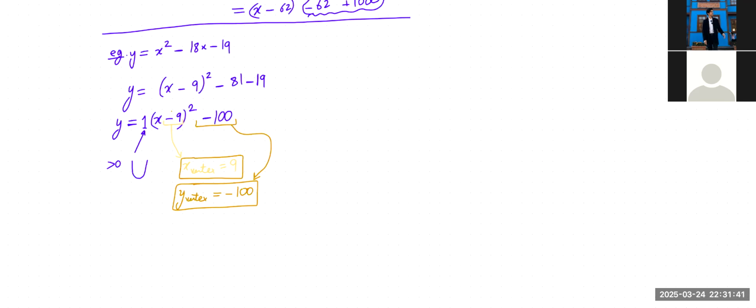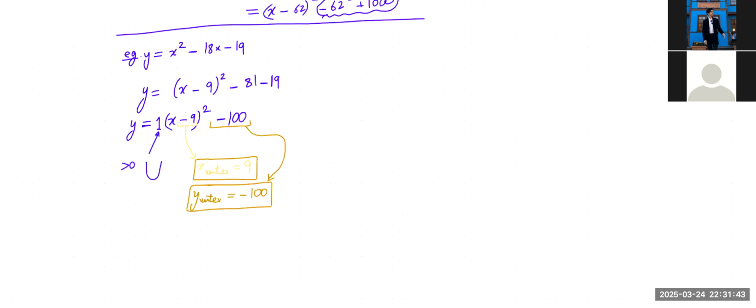Now, that's it, right? We can only find out the shape and the coordinates of the vertex. But what about the other things? Everything we know so far is this: the shape is U, the x value of the vertex is 9, and the y value is minus 100. So the vertex is down here. But we don't know what the graph looks like. We don't know what the x-intercepts are or what the y-intercepts are. So we need to find those now.